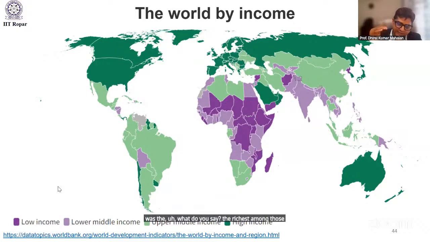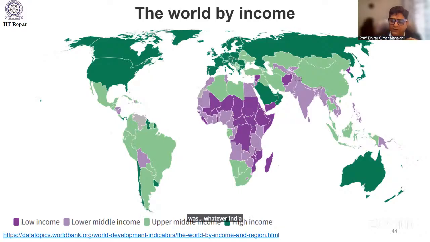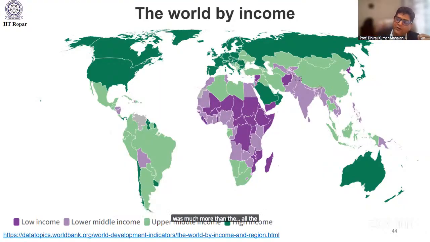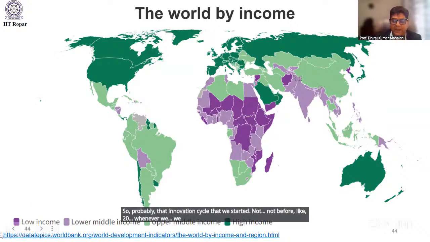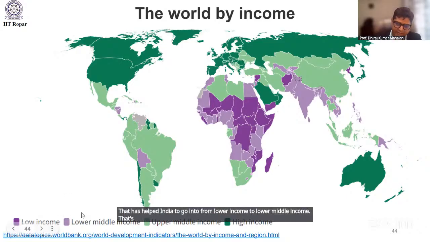I don't know the exact number, but in 2016, India was the richest among those 90 countries. And what India did differently than all the other countries in the low income group was that the total expenditure we made on science and technology was much more than all the 89 other low income countries combined. So probably that innovation cycle that we started, whenever we started investing, has helped India go from low income to lower middle income. That's my way of thinking.